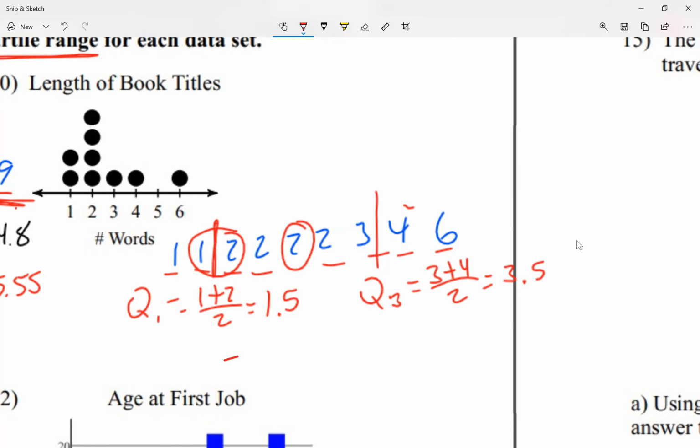Now my interquartile range. Sometimes we're going to abbreviate that as IQR, interquartile range. In this case, I have to go upper quartile minus lower quartile. 3.5 minus 1.5. My answer is 2. And again, I can ask in your homework, what's the upper quartile? What's the lower quartile? Or better yet, what's the interquartile range? Pretty cool.